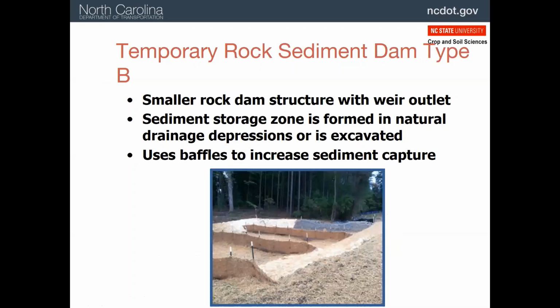So the type B dam is similar, just used on smaller areas. So it uses a smaller rock structure, but basically the same thing where we've got a face of 57 stone to slow the water and drop out the sediment as much as possible.